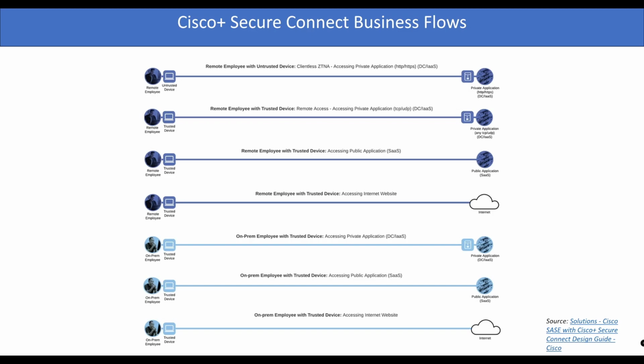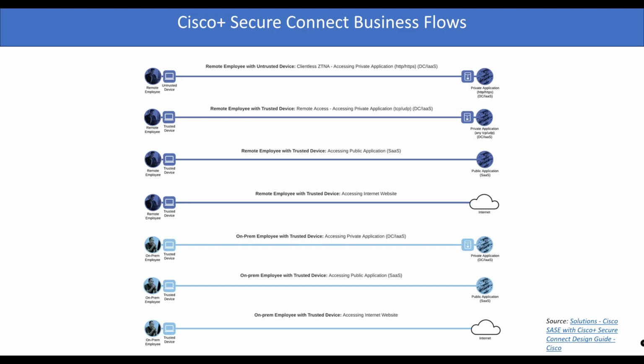We then have the remote employee with a trusted device, but this time they're accessing public applications, so SaaS-based applications. So that's another potential business flow. We then have the remote employee with a trusted device again, but this time they're accessing the internet or internet websites. So they're not accessing private applications on-prem, and they're not accessing public applications such as SaaS-based applications. They're just accessing the internet.